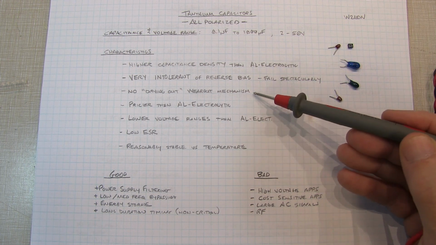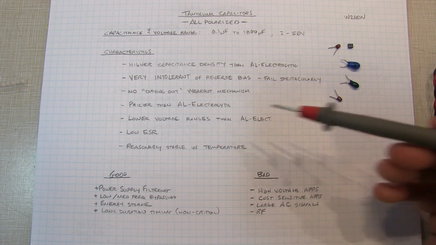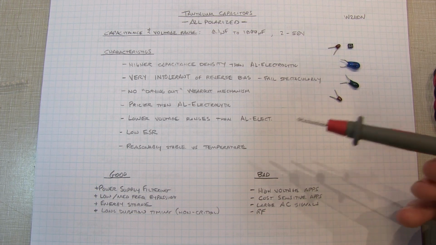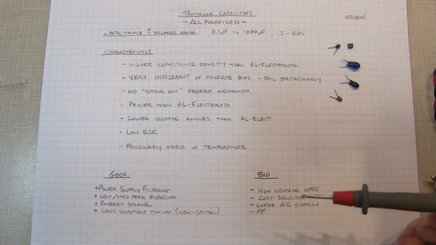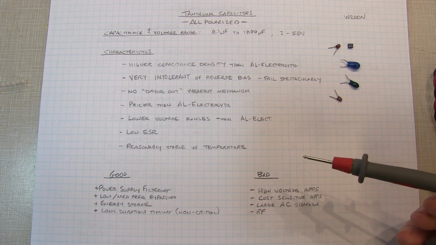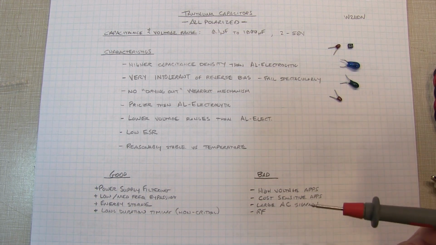And they don't have the wear-out mechanism that the aluminum electrolytics do, but they are pricier than the aluminum electrolytics. They generally have nice low ESR. They're a bit more temperature and voltage stable than the aluminum electrolytics are. But again, they're a little bit pricier, so you do have to pay for that.